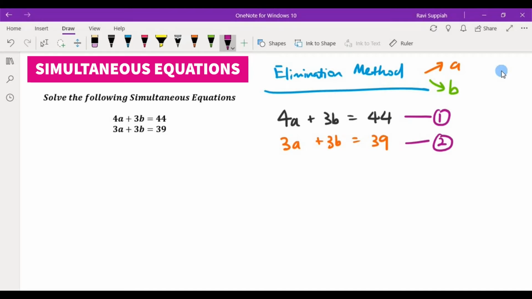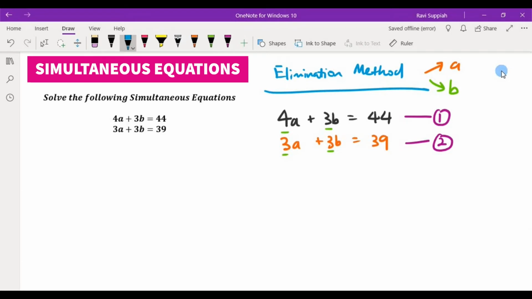Now the elimination method is straightforward the moment you see that the coefficient of any of the variables for both equations is the same. The coefficient is the number in front of the variable. In this case, if I look at a, I have 3 and 4, they are different. But if I look at b, I have 3 and 3. Both are positive 3, which means that as long as I can subtract these equations from each other, then the b variable will disappear.